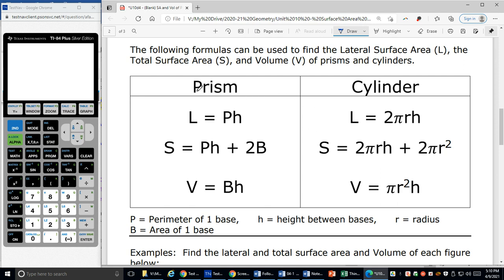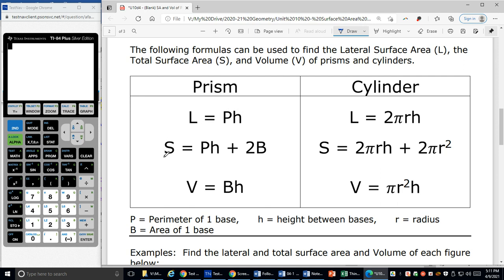Okay, so my formulas. For prisms, we have the lateral area of a prism, so just the sides, not the bases, is the perimeter of the base, P stands for the perimeter of one base, times the h, and that's the height between the bases, which can sometimes get confusing because some of our bases have heights. For example, think about if you're doing a base that's a triangle, the formula for its area is 1/2 its base times its height. That height of that triangle and the height in this formula are 2 different heights, but you might end up using them both in the one problem.